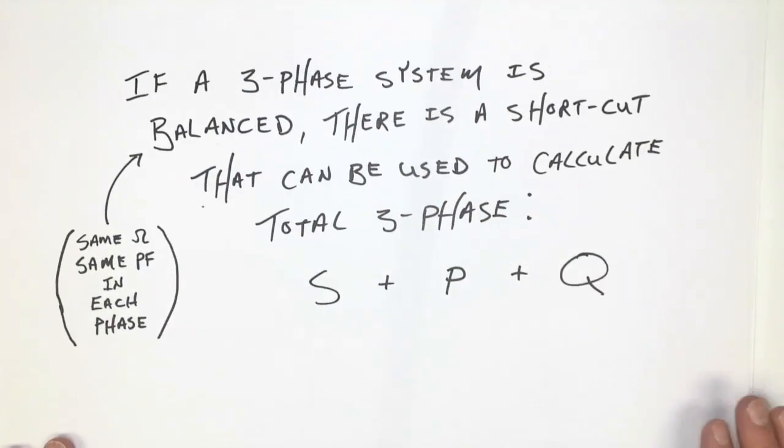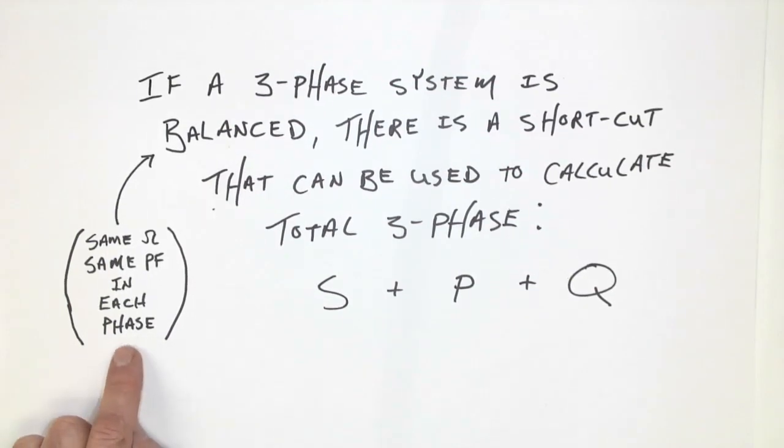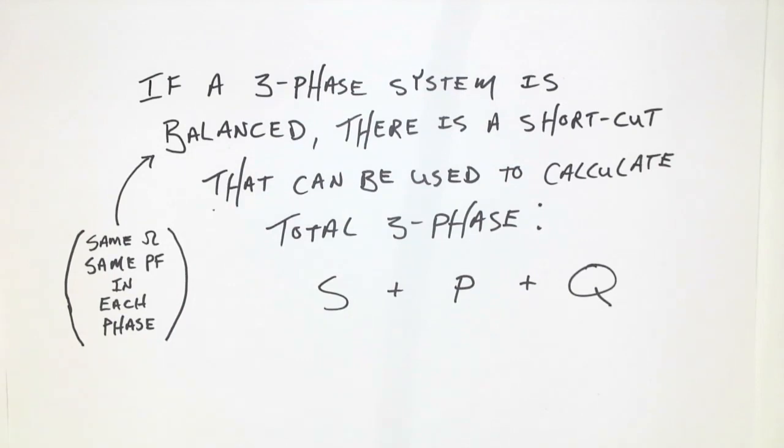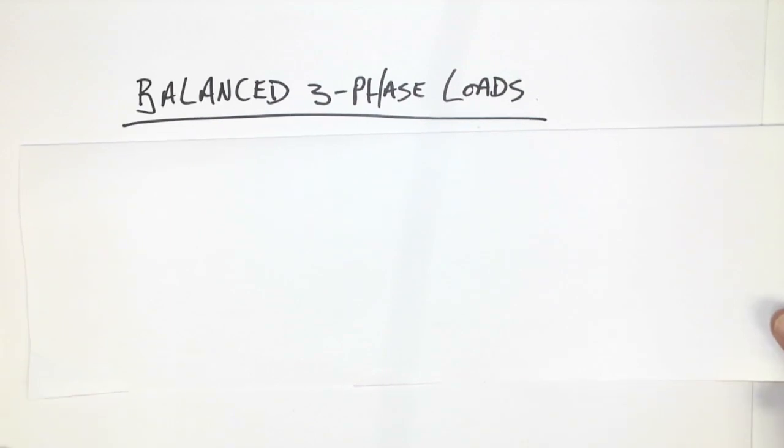If a three-phase system is balanced, there is a shortcut that can be used to calculate the total three-phase VA, watts, and VARs. Remember, when we say balanced, we mean each of those individual loads, so there's three of them, have the same ohms and the same power factor in each phase. So let's take a look at these new equations. These are the balanced three-phase load power equations.